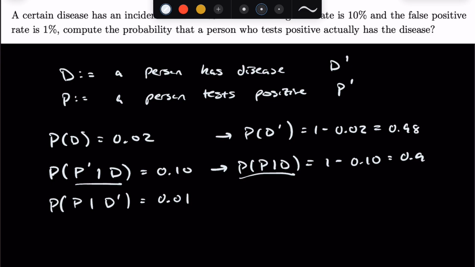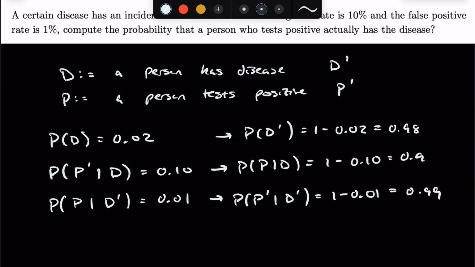That's simply because we're conditioning upon the same event, but what we are solving for is the complement, or the opposite. By the exact same logic, the probability that a person tests negative given that they do not have the disease, which would also be an accurate test result, is 1 minus 0.01, or 0.99. And with this metadata set in place, we can begin to compute the probability that a person who tests positive actually has the disease.